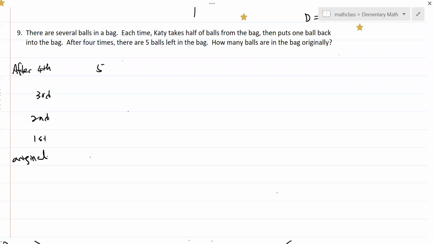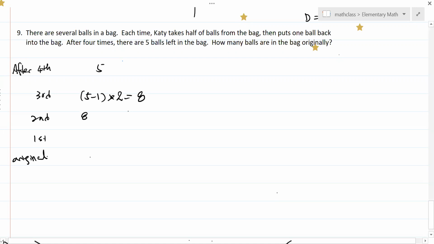Okay, so this should be multiplied by 2, which is 8. That is how many balls left after the 3rd step. Okay, because after 3rd step we have 8 left. 8 divided by 2 is 4. 4 plus 1 is 5. Then 5 left, right? So if you understand that step, the remaining part will be easy.